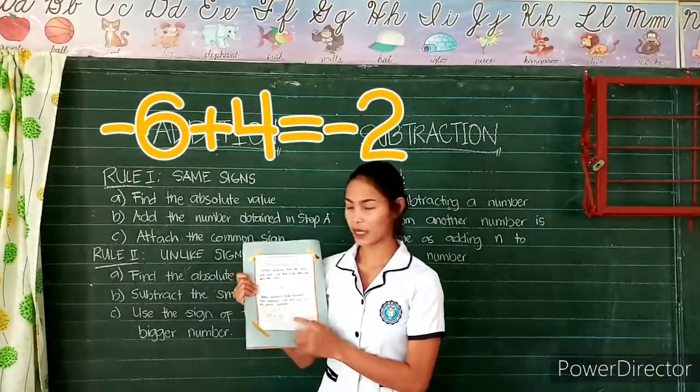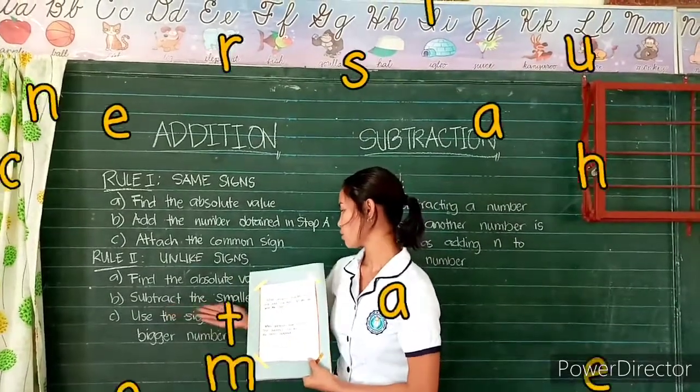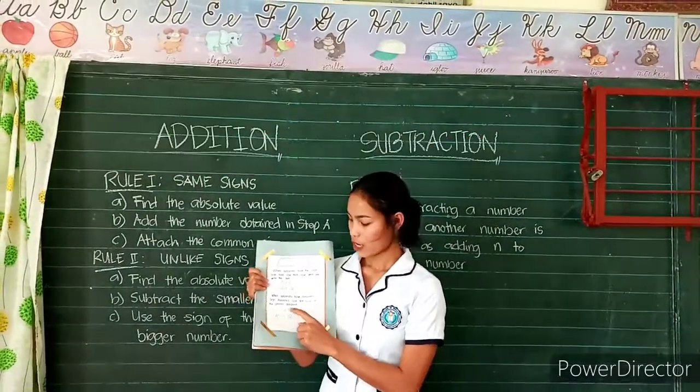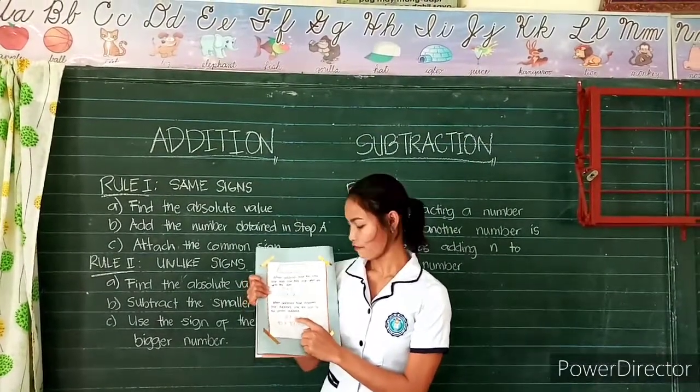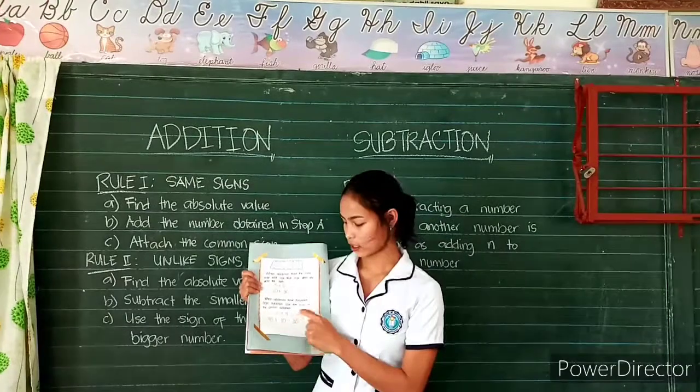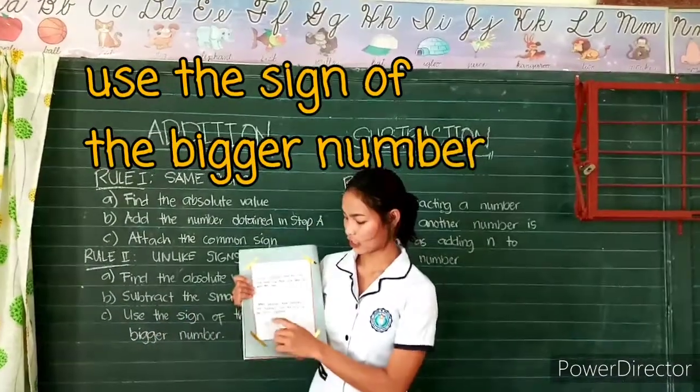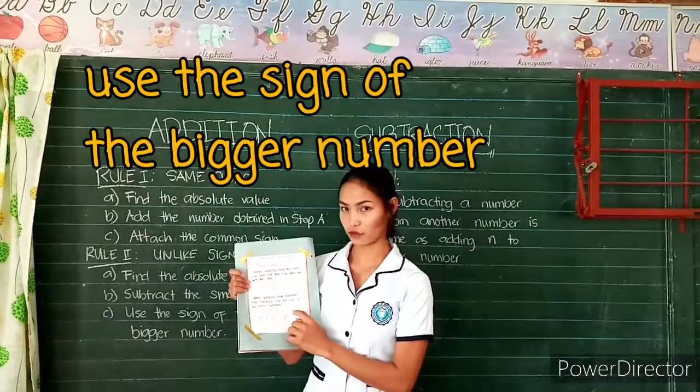So how did this happen? It says here to subtract the smaller number. The smaller number in this example is 4. So negative 6 minus 4 is equal to 2. That is why it is 2, and it says to use the sign of the bigger number. It is negative. So that's why the answer is negative 2.